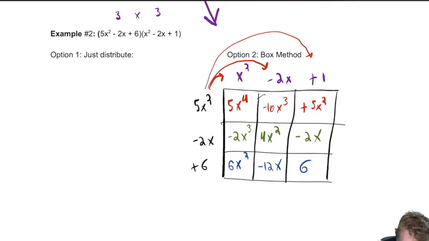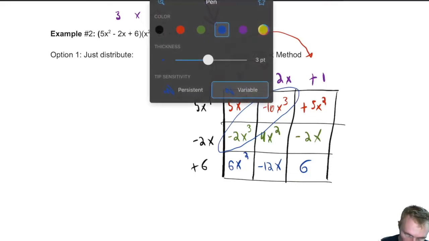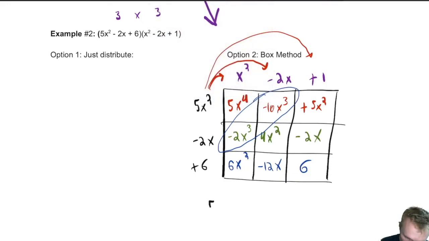So now, one nice thing about the box method, notice how it's going to line these things up really nicely for us on the diagonals. When we go to combine our like terms, 5x to the fourth is all alone because it's the only x to the fourth term. But then we have this right here. You have negative 2 of something, I have negative 10 of them. Together, we have negative 12x to the third.